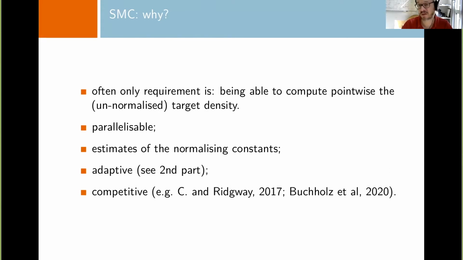Before I describe it, some nice properties of this algorithm. I hope you see my pointer when I move it, when I show some part of the slide. Yes? We do, yeah.